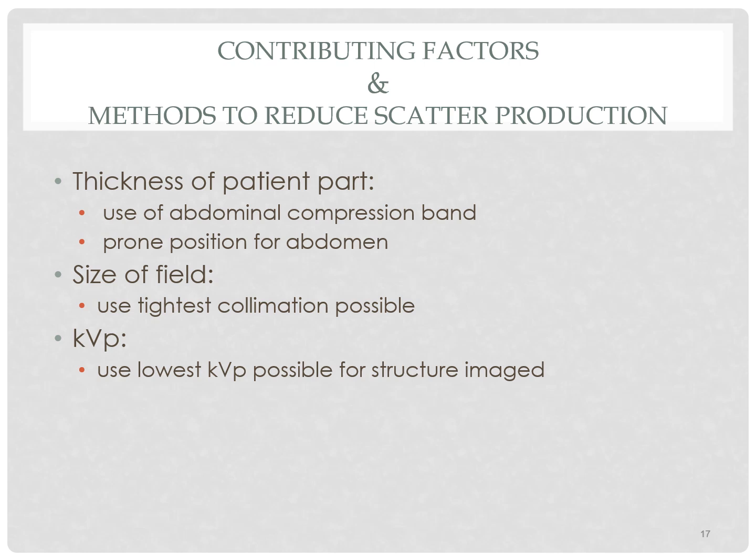Contributing factors and methods to reduce scatter production: thickness of patient part, use of abdominal compression bands. We really don't see this too often, but it is a way to reduce scatter. Prone position for abdomen because it flattens the abdomen out. Size of the field, use the tightest collimation possible, and we'll see that when we show you the sternum and the L-spine in future slides. KVP, use the lowest KVP possible for structured images.